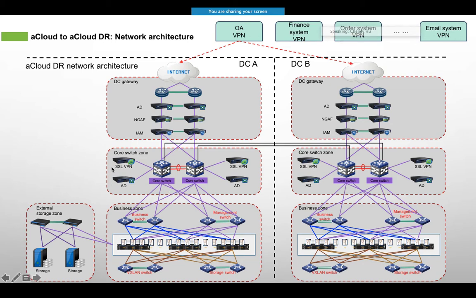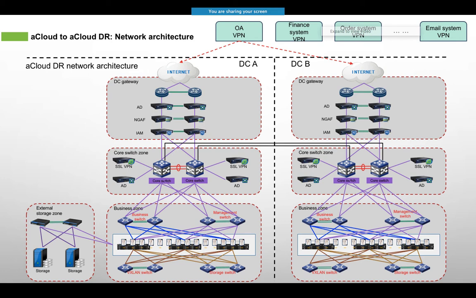And on top of that, you will have a core switch zone. In the core switch zone, you may have SSL VPN for the site connection, and you may have AD for the load balancing. And on the gateway, you will have all those security and bandwidth management functionality.